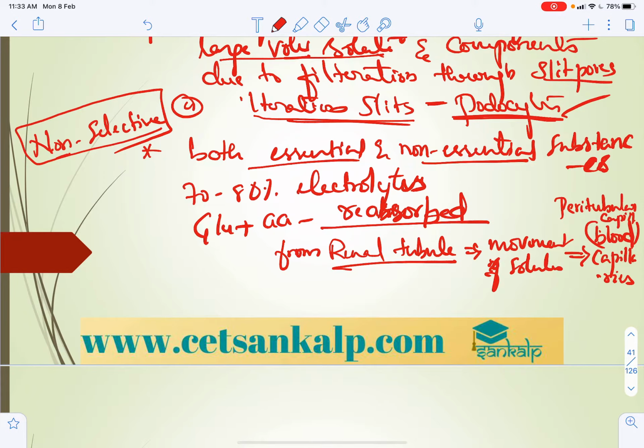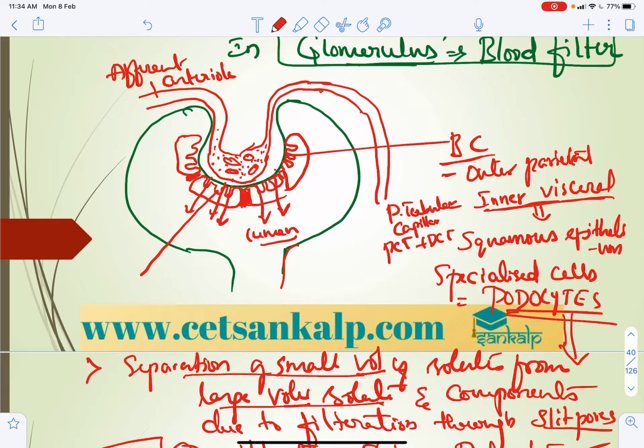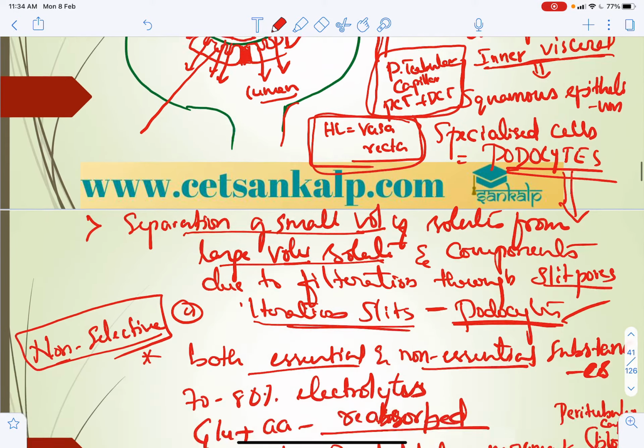The peritubular capillaries are formed by the efferent arteriole. This efferent arteriole goes and forms peritubular capillaries, which are present surrounding the PCT and DCT, and the same extends into the loop of Henle and forms the vasa recta. So these are the two things you have to keep in mind. If the efferent arteriole branches and surrounds the PCT and DCT, that structure is called peritubular capillaries. If it surrounds the loop of Henle, that is called vasa recta.